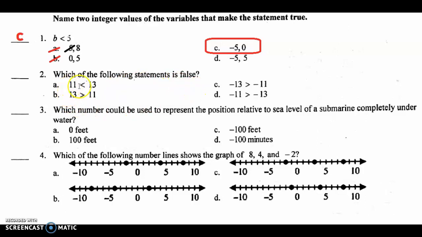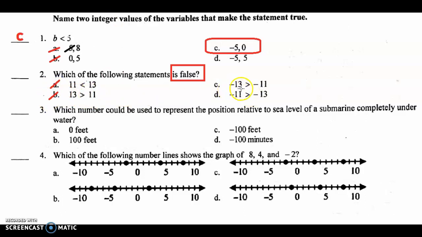All right, which of the following statements is false? So I have 11 is less than 13. Is that true? Yes, right? 11 is less than 13. Now let's go to the next one. 13 is greater than 11. Is that true? That is true. And we're not looking for true, we're looking for false, right? So you got to pay attention to what it's asking us. So these two are true, so they're not our answers. We can cross them off if we wanted to.